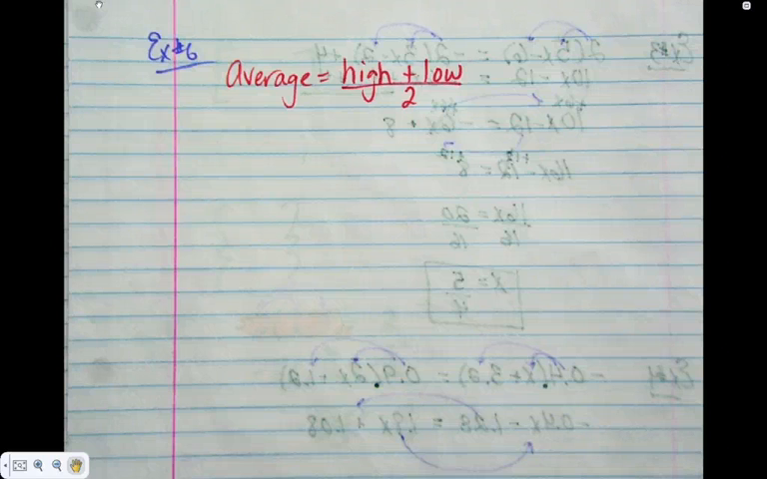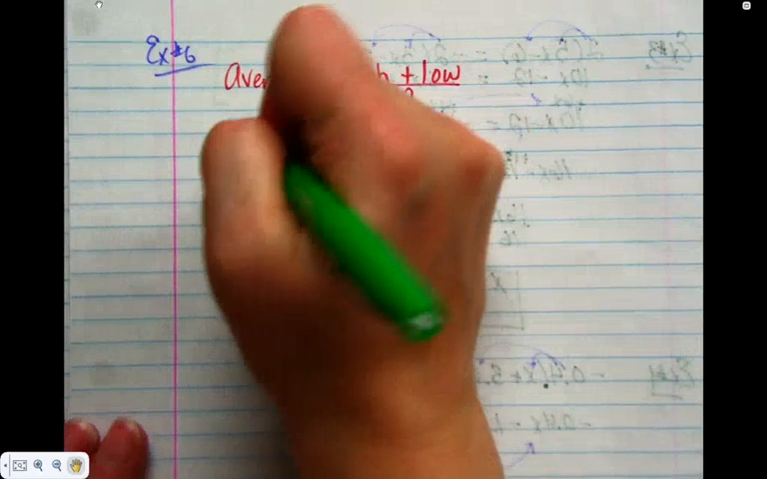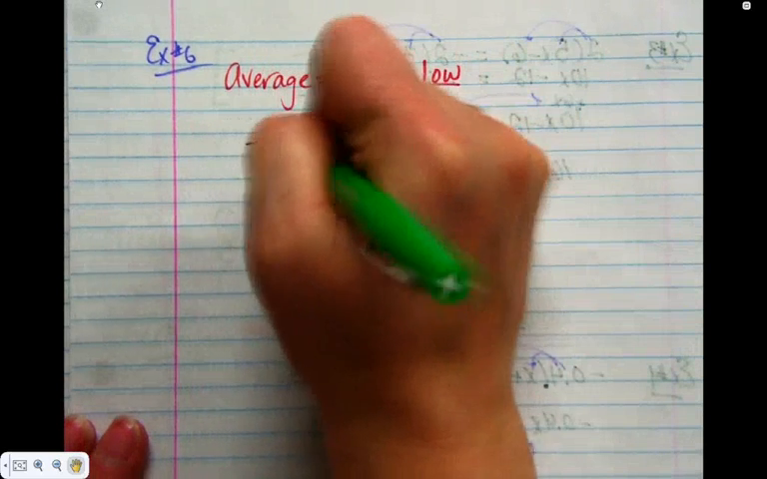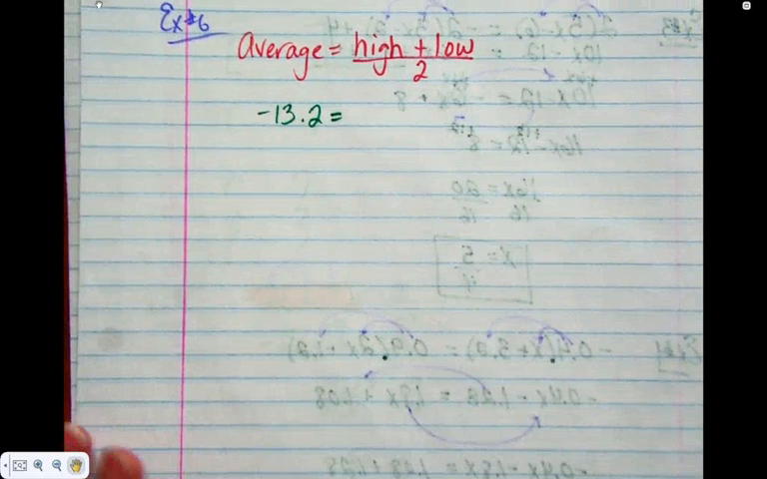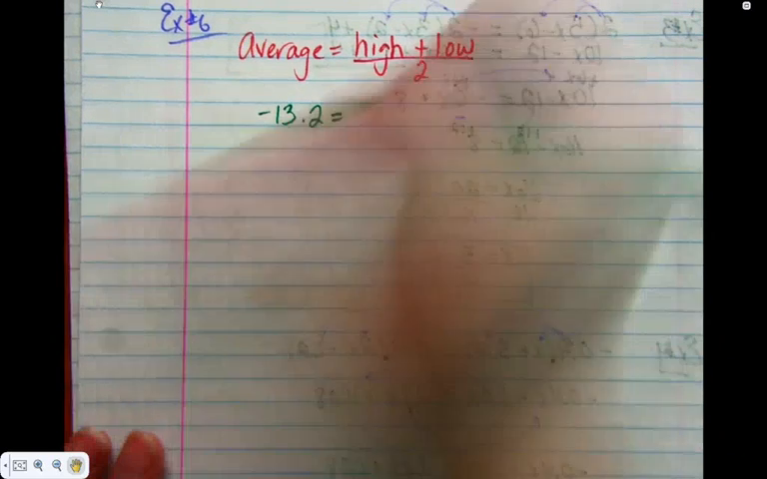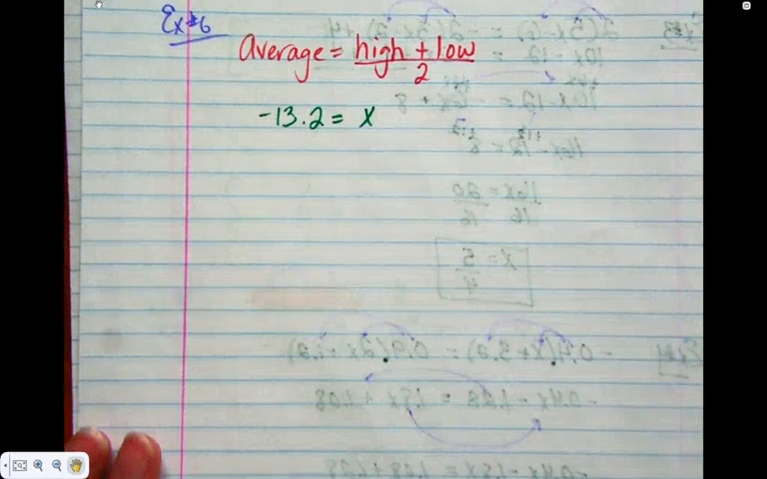Okay, so let's fill in what we know. Do we have the average temperature? What is it? Negative 13.2 degrees. Do we have the high temperature? Okay, so when we don't have something, what do we call it? Do we have the low temperature?